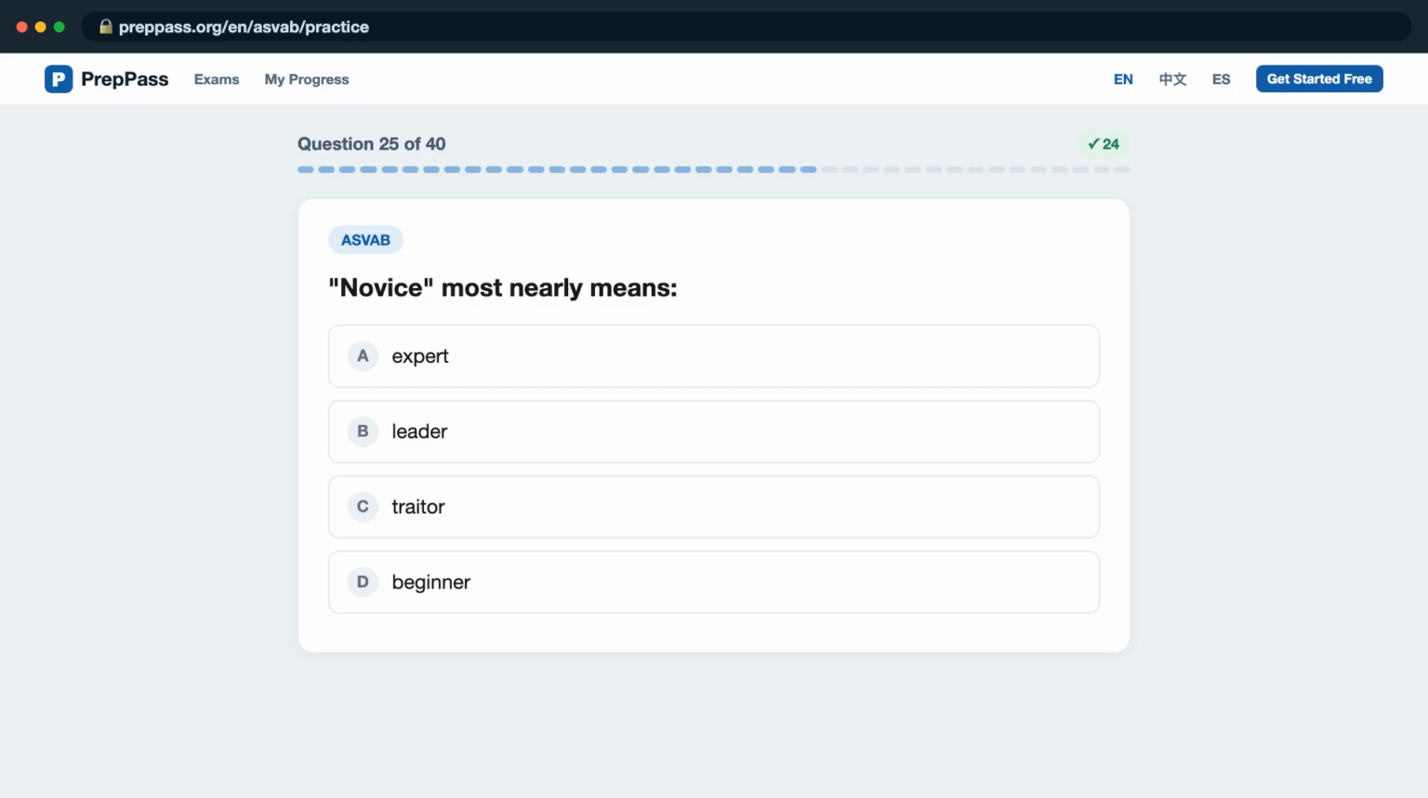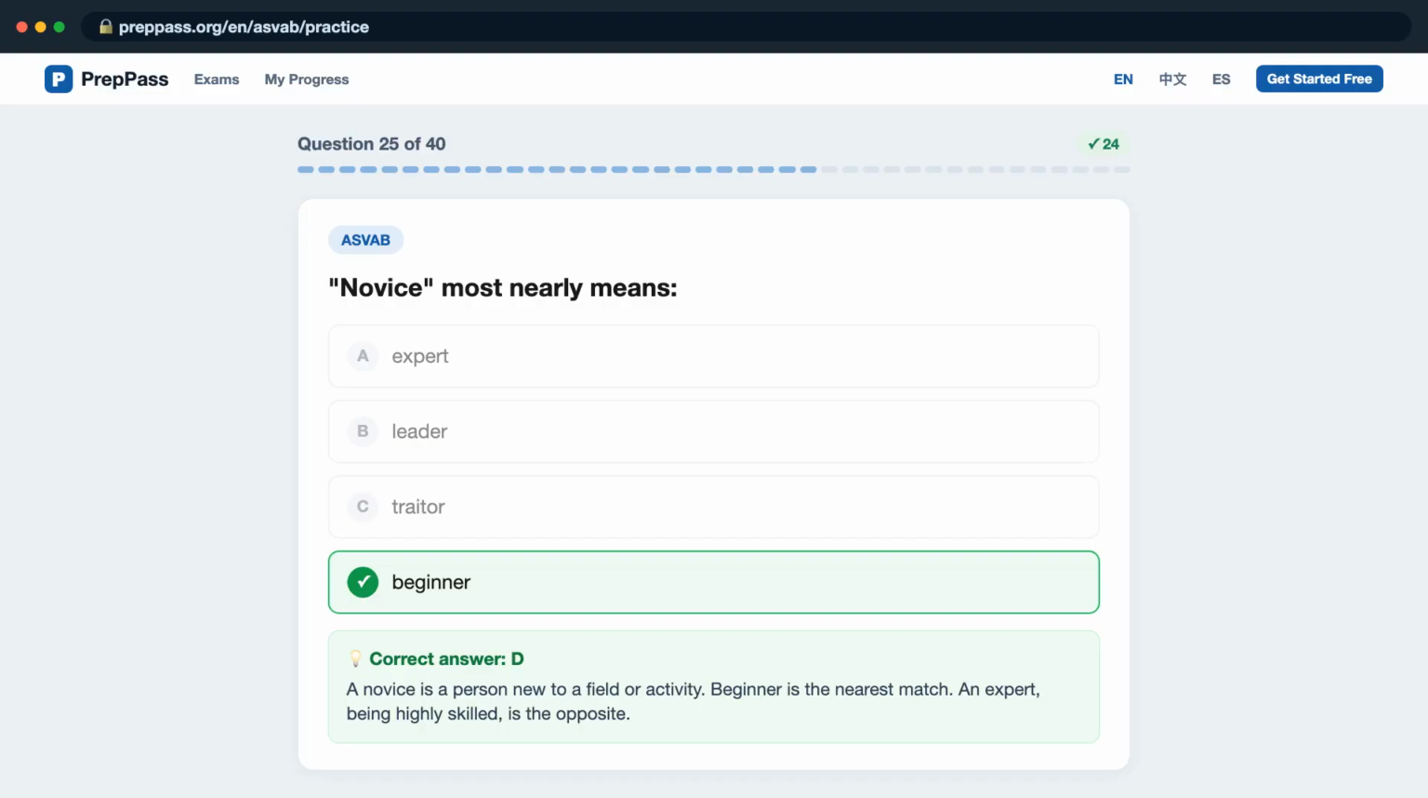Question 25. Novice most nearly means, is it A, expert? B, leader? C, trader? D, beginner? The correct answer is D. A novice is a person new to a field or activity. Beginner is the nearest match. An expert, being highly skilled, is the opposite.